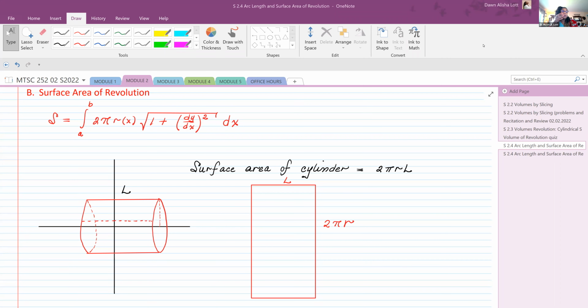So last time we were talking about the surface area of revolution. So this is the formula we're going to derive. If we take a line that looks like this, so here's my line, and I revolve this line around the x-axis, then this point will revolve all the way down here and come back around.